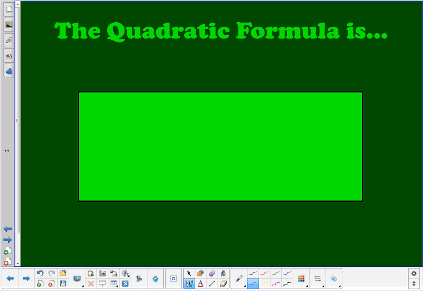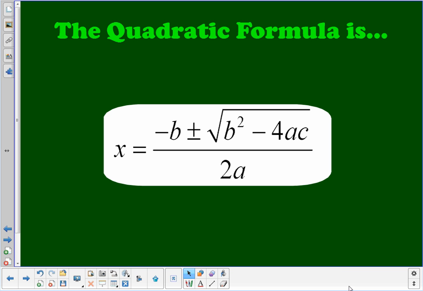So here's a picture of the actual quadratic formula. The quadratic formula looks like that. It is read like this. X is equal to the opposite of b plus or minus the square root of b squared minus 4 times a times c, and that whole thing gets divided by 2a. It's a lengthy formula. It's long. That's no secret. There's a lot of pieces to it.